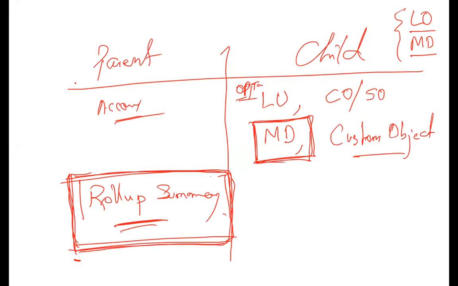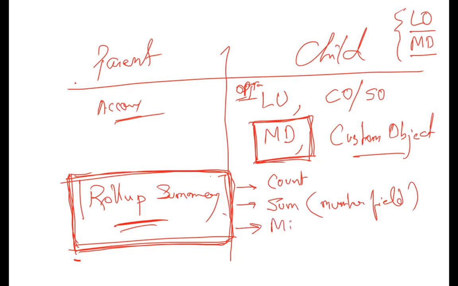Good. So what can you do in a roll-up summary? You can count your child records, how many child records there are. You can do a summation of any field of your child records. That summation must be on a number field, otherwise it's not possible. It can be percentage, number, or any numeric field. Minimum, maximum. These four things I can do in my roll-up summary, right?